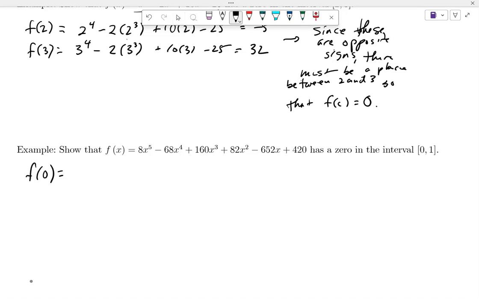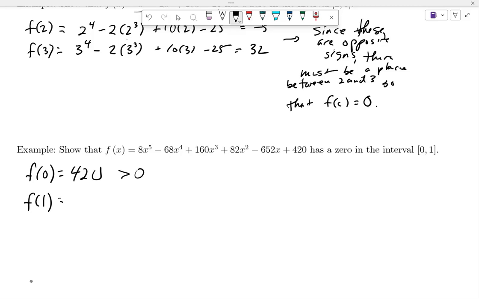Plugging in 0 is pretty straightforward. What do you get when you plug in 0? 420, right? Because we plug in 0, all the x's go away, don't they? That's positive, certainly. 420 is bigger than 0. So even before we plug in 1, what better it turn out to be if we're going to argue that there is a 0 between them? It better be negative, right? It has to switch signs, correct? Okay. So what do you get when you plug in 1?